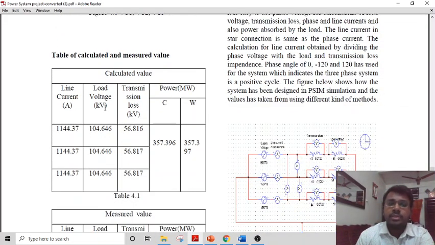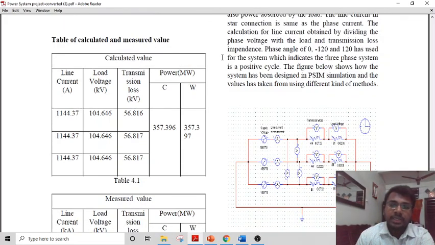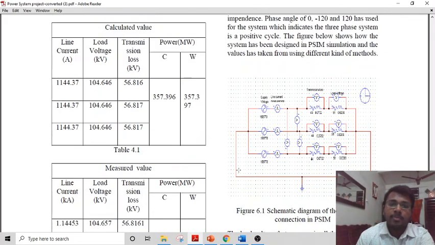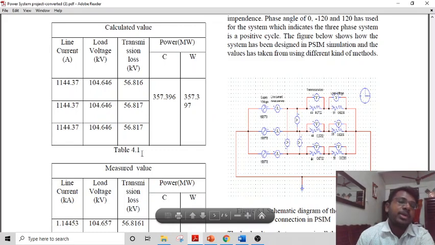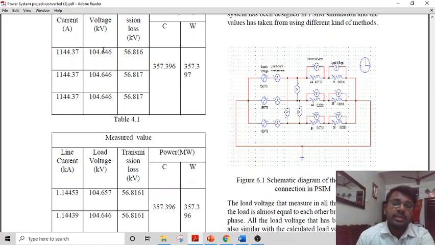This is the table of calculated and measured values. We have compared both the calculated and measured values. Now as we can see around here, both the values are similar, almost similar, with just the slightest difference at the end.